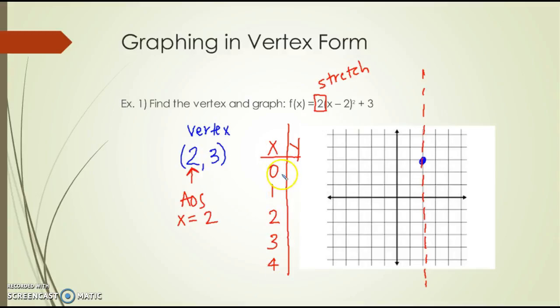So if I plug in 0, 0 minus 2 is negative 2. Negative 2 squared is positive 4. 4 times 2 is 8. And 8 plus 3 is 11.